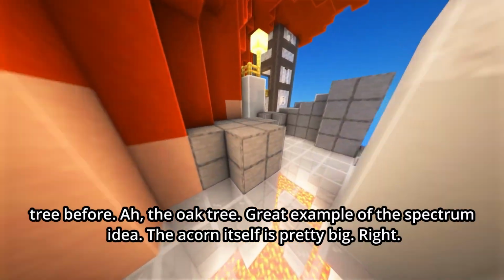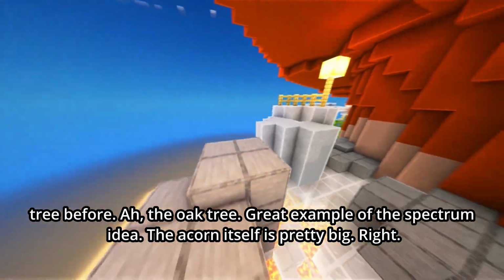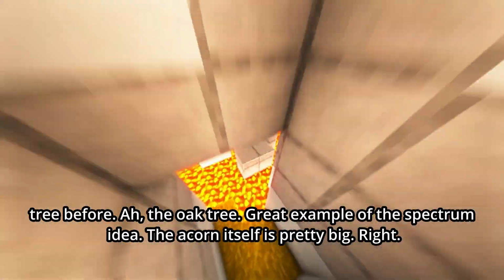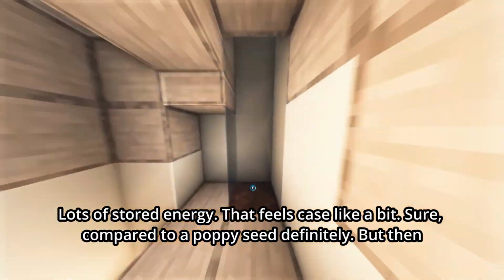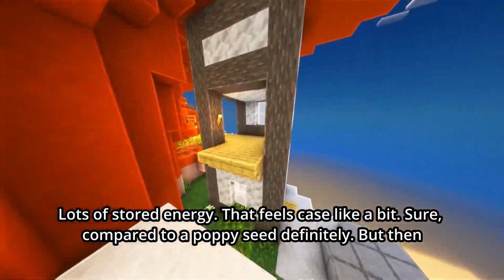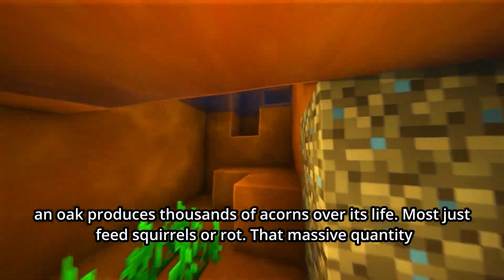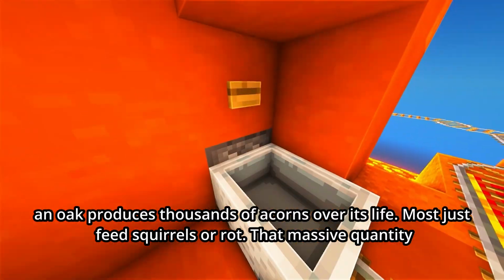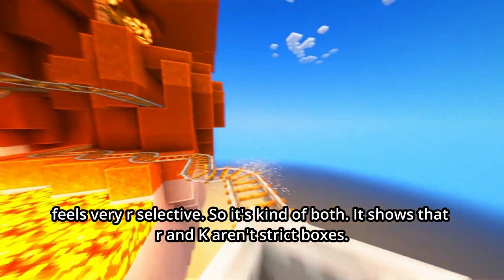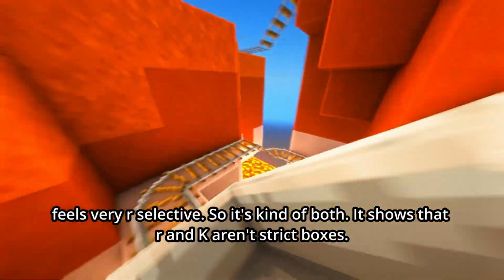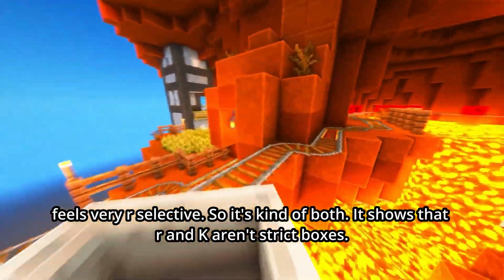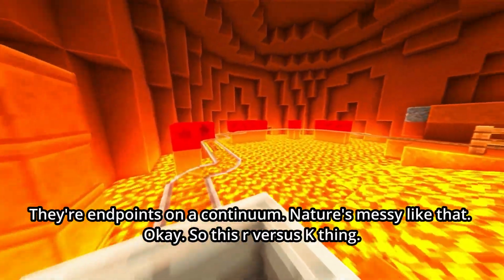The oak tree. Great example of the spectrum idea. The acorn itself is pretty big, right? Lots of stored energy. That feels K-selected. Sure, compared to a poppy seed, definitely. But then, an oak produces thousands of acorns over its life. Most just feed squirrels or rot. That massive quantity feels very R-selected. So it's kind of both. It shows that R and K aren't strict boxes. They're endpoints on a continuum.